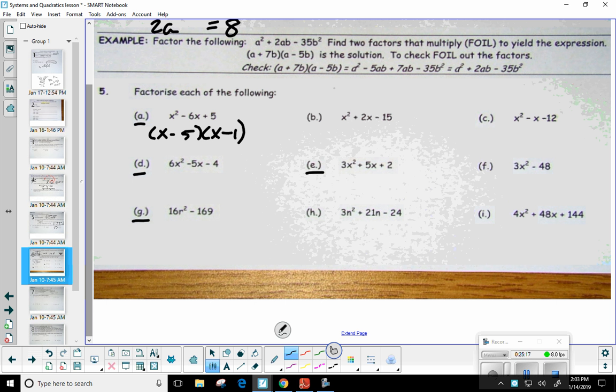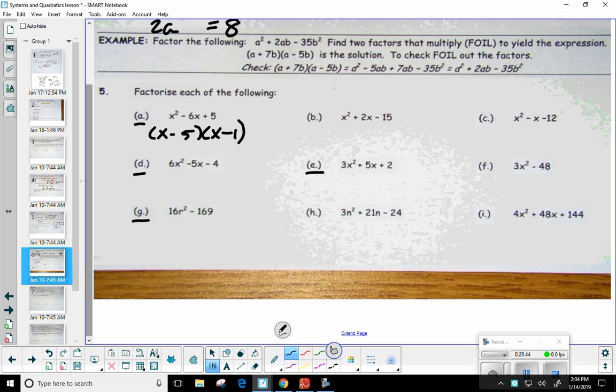Now, if you take a look at D, 6x squared minus 5x minus 4. Here's the thing. Is there a GCF? Nope, they all three don't have the x. 6, 5, and 4, the only common factor is 1, so we're going to forget about the GCF. If you still want to use the guess and check method, or if you have a method that works, I really encourage you to use it.